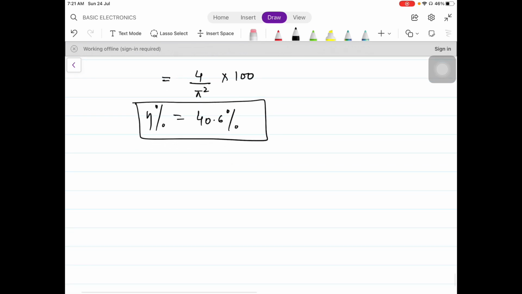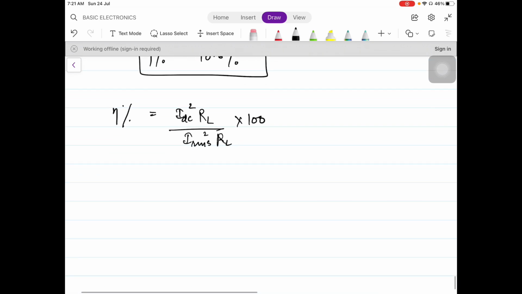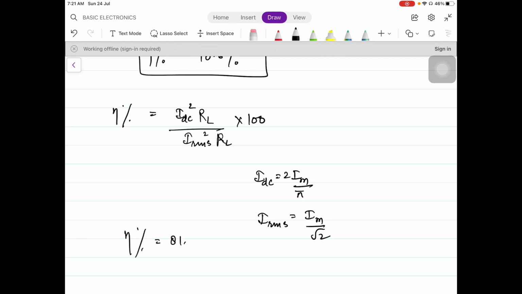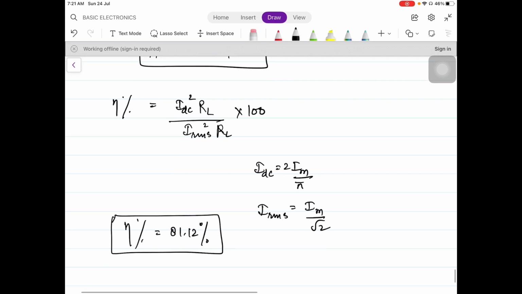Similarly, for the full wave rectifier, applying the same formula for efficiency, that is IDC square RL upon IRMS square RL into 100, and putting the values of IDC and IRMS for the full wave rectifier, that is IDC is equal to 2 Im by pi and IRMS is equal to Im by root 2, you will get eta percentage equal to 81.12%. So this is how we calculate the efficiency.